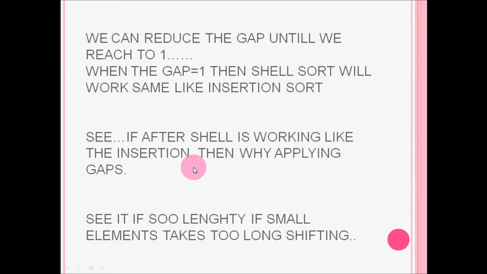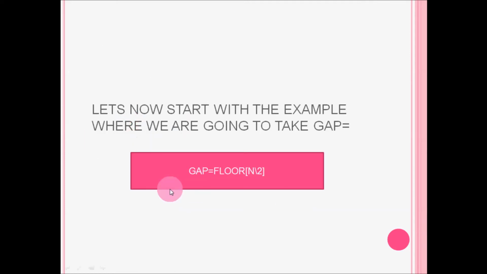See, if shell sort works like insertion sort at the end, then why are we applying the gap? If the bigger number and the smaller number are far apart, with the smaller one at the rightmost, a lot of shifting is needed using insertion sort. That's why we apply the gap in the previous passes. So let's now start with the example, where I have chosen the gap of n by 2, where n is the total number of elements in the array.